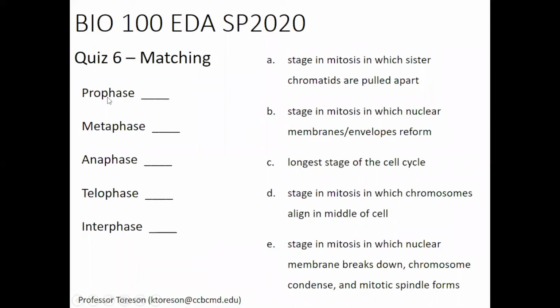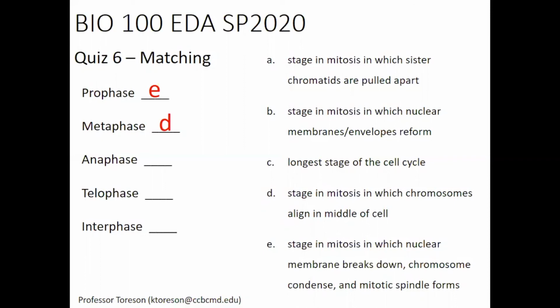So prophase, I know, is the first stage of mitosis. And it, in fact, is the stage in mitosis in which 3 important things happen. Number 1, the nuclear membrane breaks down. Number 2, the chromosomes condense. They become so compact that you can actually see them in a light microscope. And the mitotic spindle forms. So prophase is E.